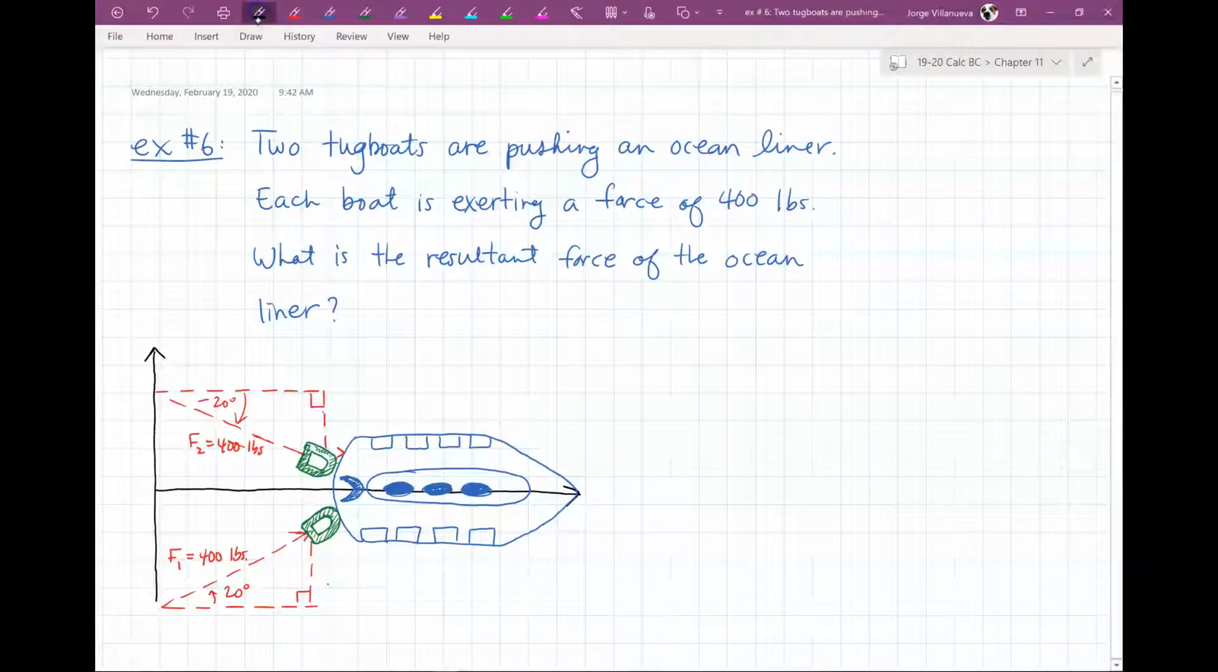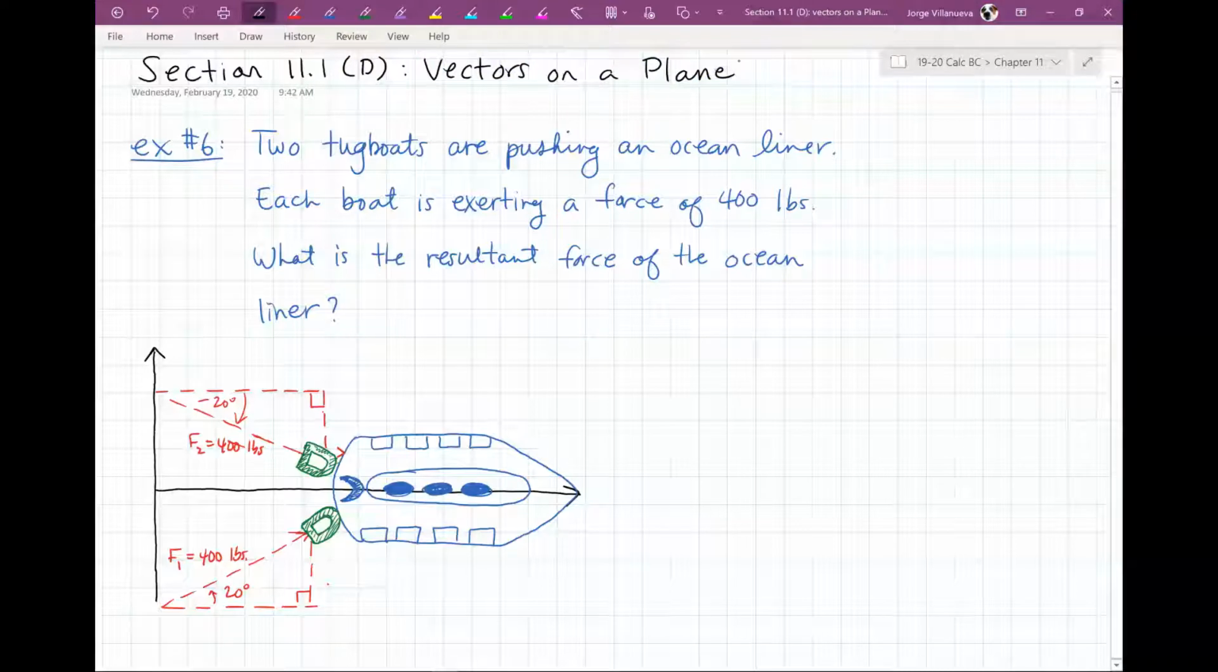Okay, so this is section 11.1D. Couldn't finish this yesterday just because of time. Still vectors on a plane. But we wrote this out yesterday at the very end just so that you guys had the problem.